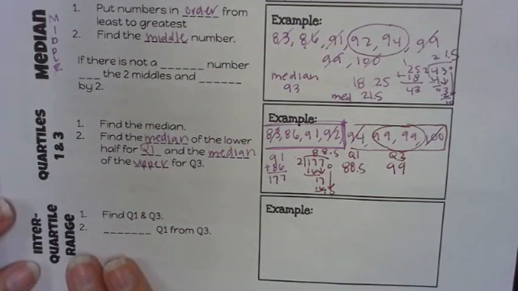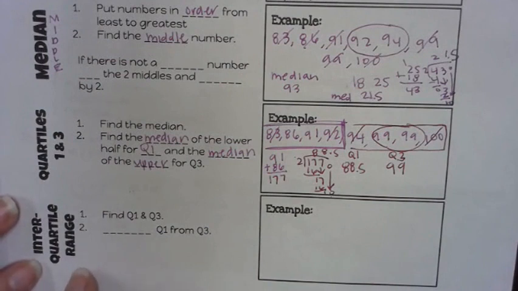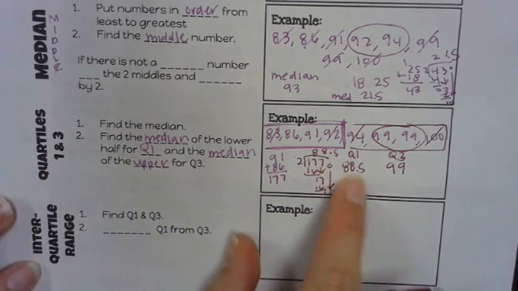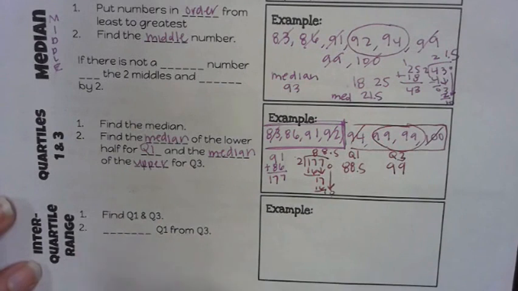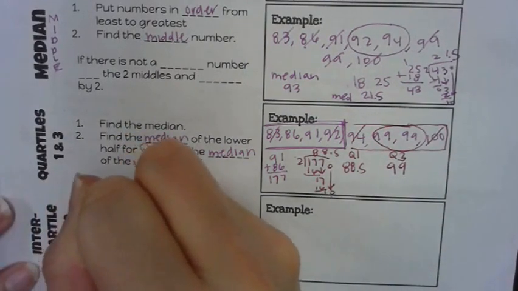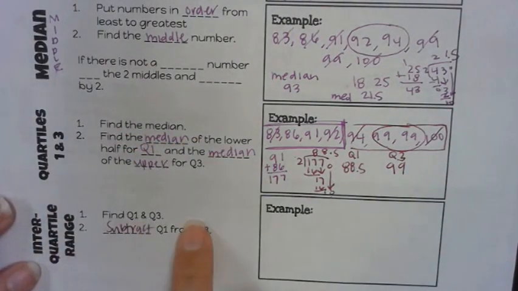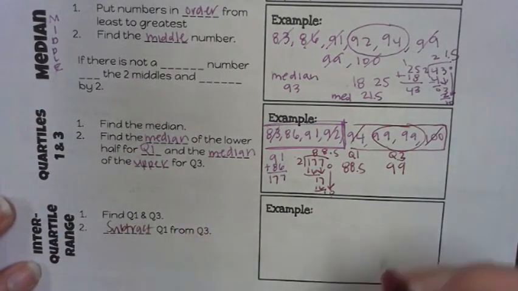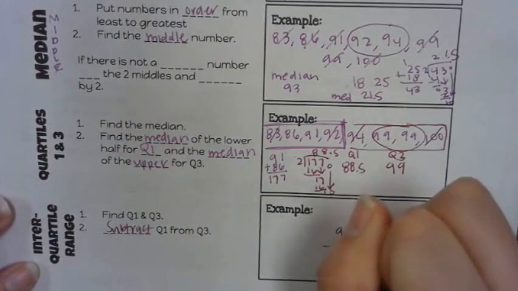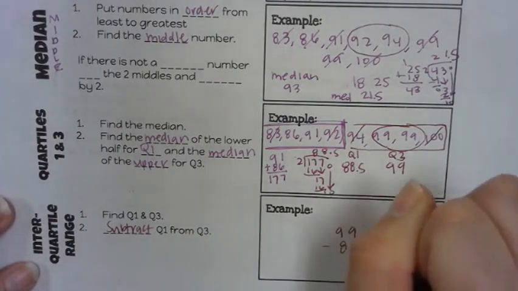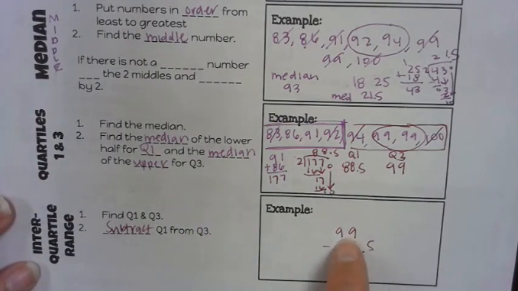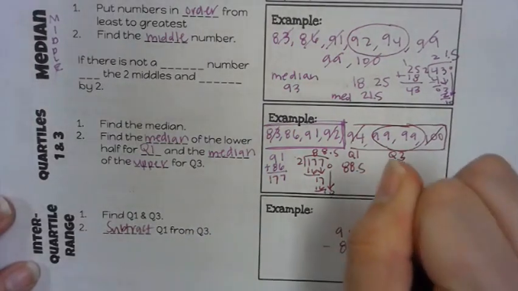And then lastly, on this part right here, the interquartile range. And again, this is one of the ones that we saw quite a bit on benchmark practice and all that good stuff. So this is just finding Q1 and Q3, which we just did here. And then what we are going to do is subtract Q1 from Q3, all we're doing. So we're going to take 99 and subtract 88.5. Remember to line up your decimals. I know we don't technically have a decimal here, but there's always one at the end.